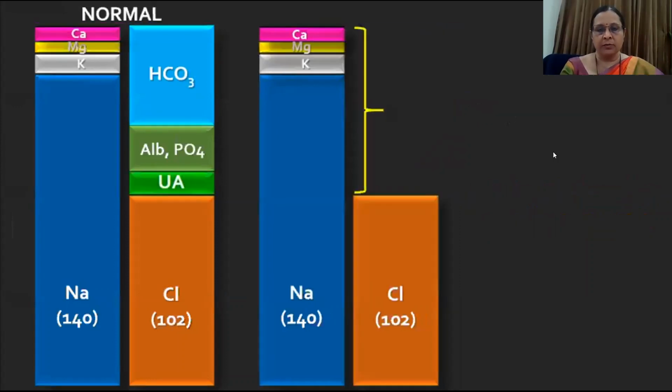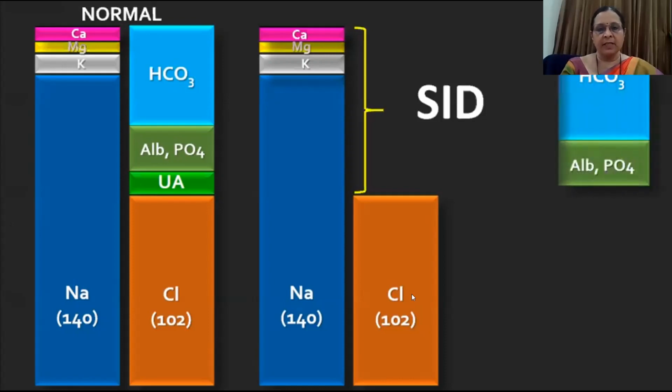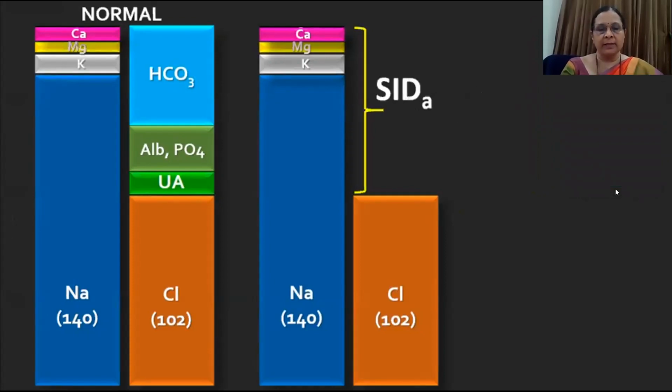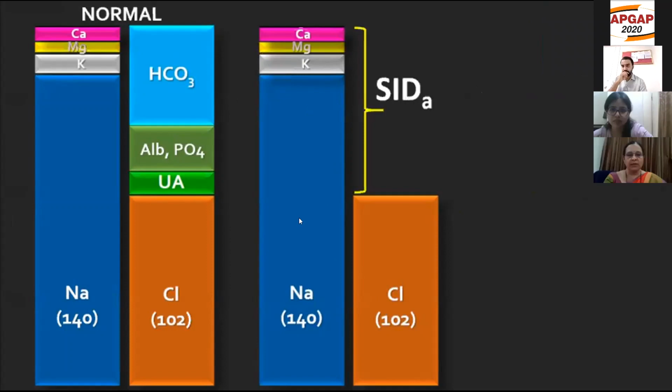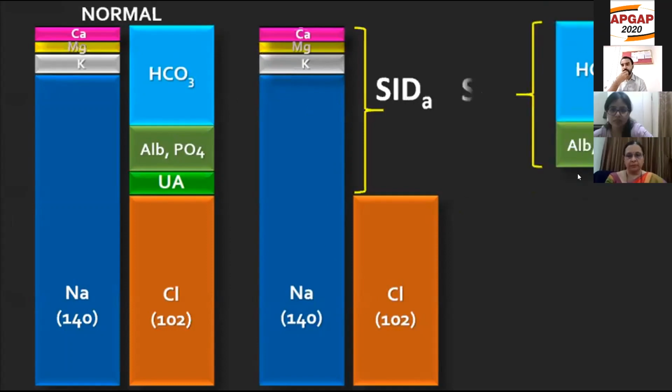I hope you understood that. So we were talking about SID. What is SID? We said sodium minus chloride is SID. Strong cation minus strong anion is SID. This must be equal to the bicarb plus albumin and phosphate. You could also write it as SID apparent is the sodium minus chloride. SID effective is bicarb plus albumin and phosphate. Normally SID apparent and SID effective should be the same.